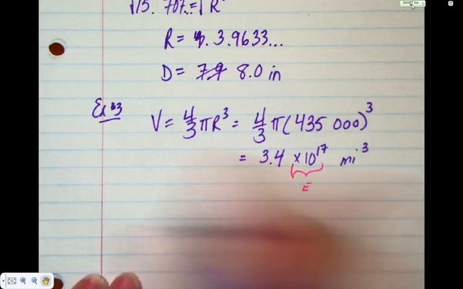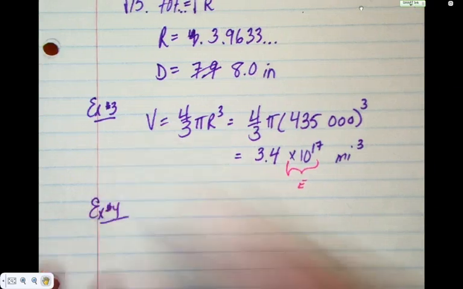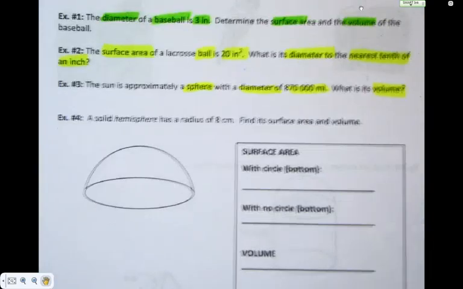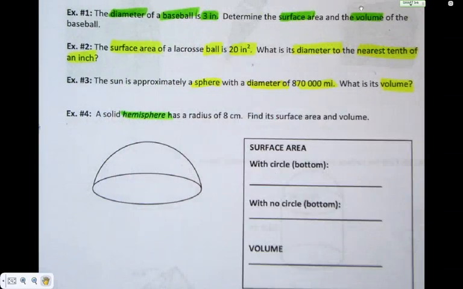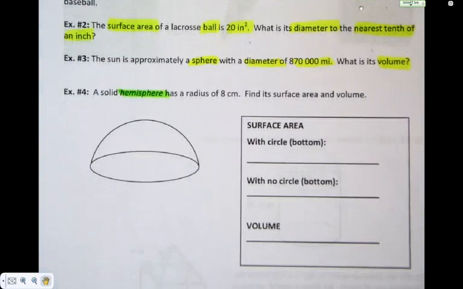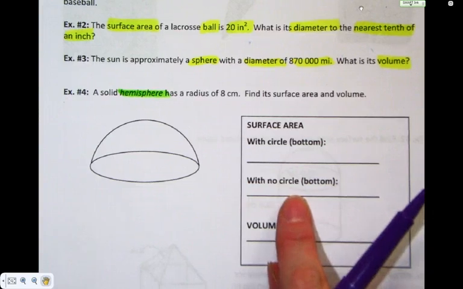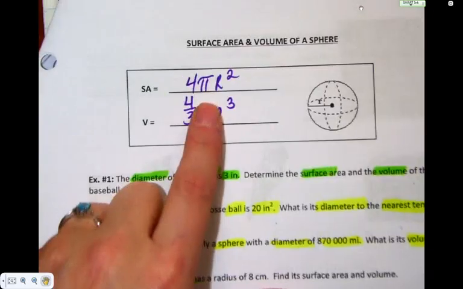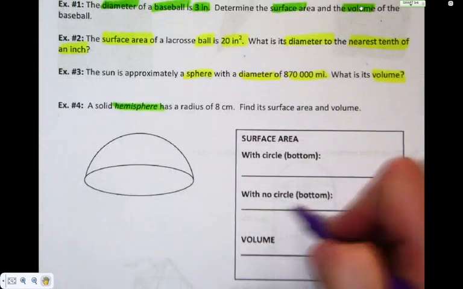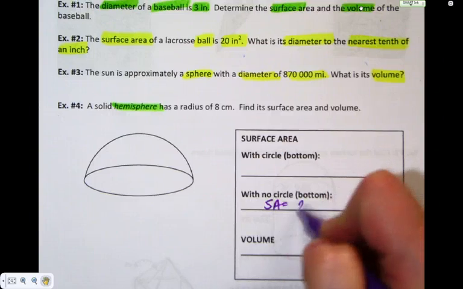Okay, let's talk about a hemisphere. Lost my notes. A solid hemisphere has a radius of 8 centimeters. Find the surface area and volume. There's a picture of a hemisphere. Now, actually, first I'm going to go to if there's no bottom. So this is just like a bowl that's been turned over. If there's no bottom to the hemisphere, then it's just half of the surface area of a sphere. So what's half of 4 pi r squared? 2 pi r squared.